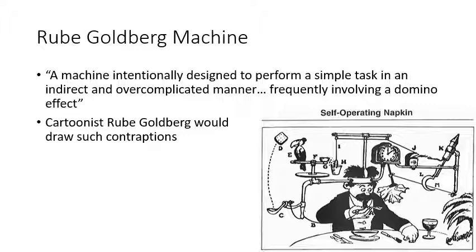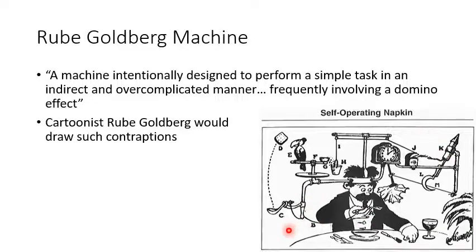It's called a Rube Goldberg machine because this cartoonist called Rube Goldberg used to draw machines like this in his cartoons. The image there is an example of one of his cartoons featuring a Rube Goldberg machine. This machine is designed to operate a napkin whenever this man brings a spoonful of soup to his mouth. As he brings the spoonful of soup to his mouth, the napkin is supposed to come and wipe his mustache without him having to do that.